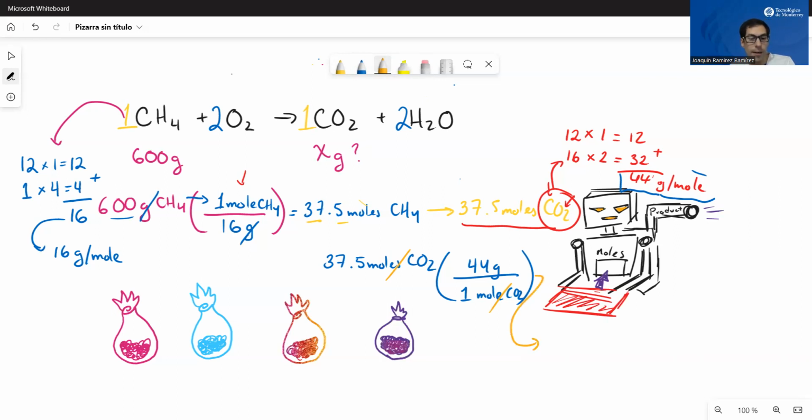So I'm going to write the answer down here. I'm going to use my calculator. So the answer is 1,650 grams of CO2. Okay, so now I have the answer that I wanted. I wanted to calculate the grams of CO2 that are produced when I burn 600 grams of methane. Okay, I'm just gonna check that again because, yeah, correct. 1,650 grams of CO2, okay?